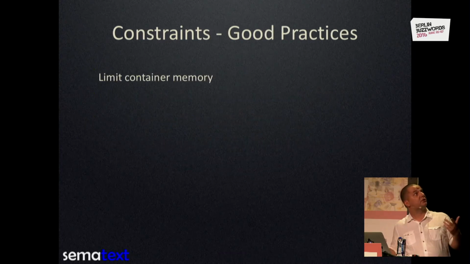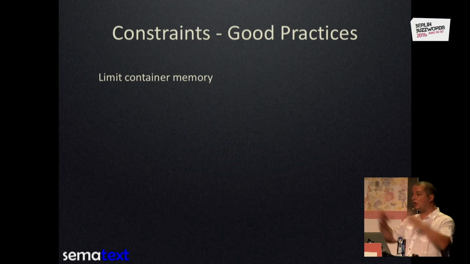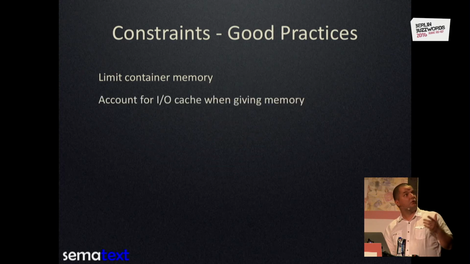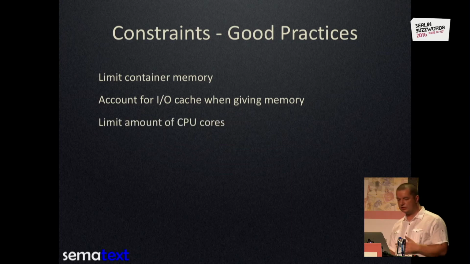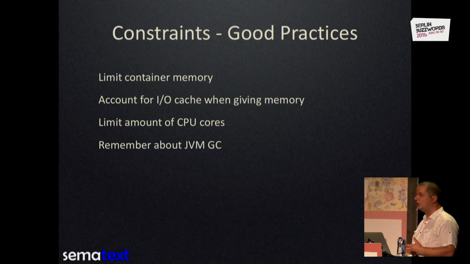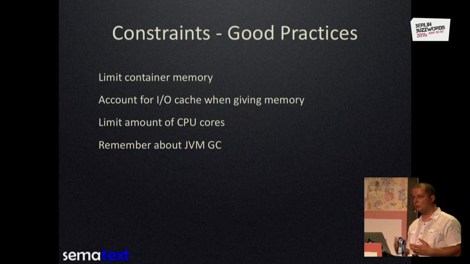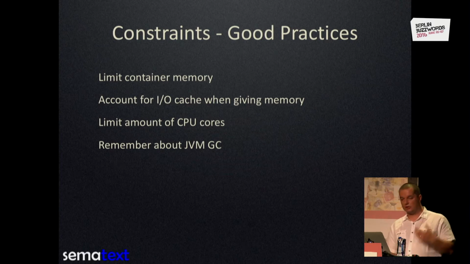The good practices around that: we should limit container memory, because we don't want it to use all of the large amount of memory we have in our bare metal machines. We should account for the I/O cache. That's especially true for ElasticSearch. We should limit the amount of CPU cores, remembering about the garbage collector. Because if we don't remember about the garbage collector and we only constrain to some amount of cores for the container, we may end up with a container not being able to run properly because GC will start to give issues.